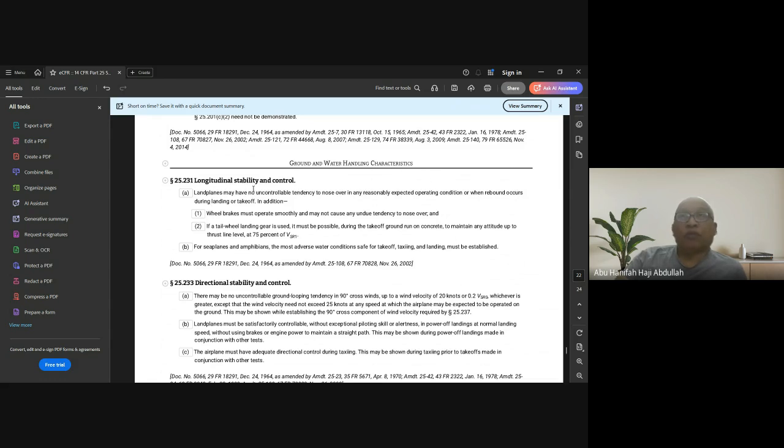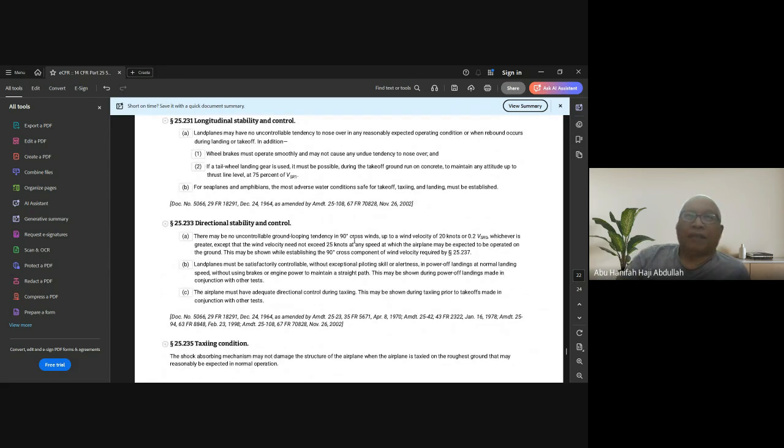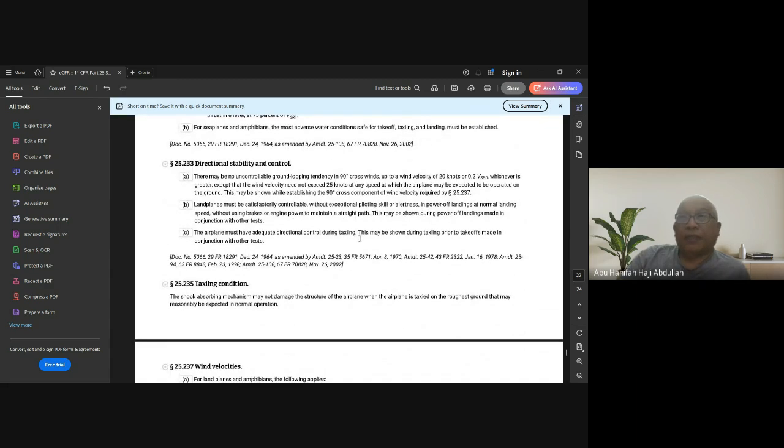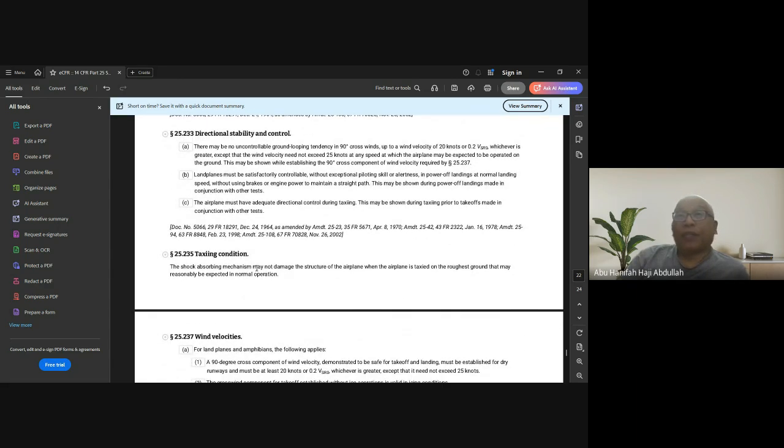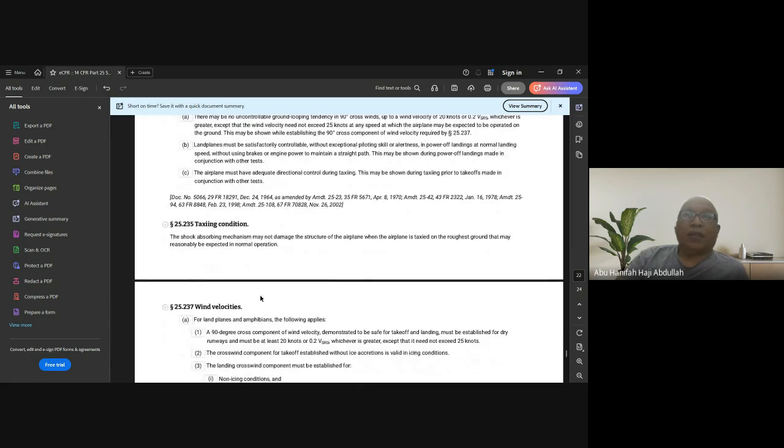Longitudinal stability control, we don't want, when you are on the ground, you become undulating, up and down, and then when you do the turn, the aircraft skids into the grass or something like that. So directional stability control, longitudinal stability control, taxiing condition. For example, the shock absorbing mechanism may not damage the structure of the aeroplane when the airplane is taxied on rough ground. So that is something you need to do.